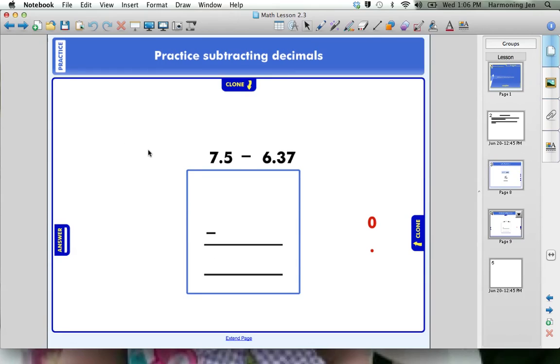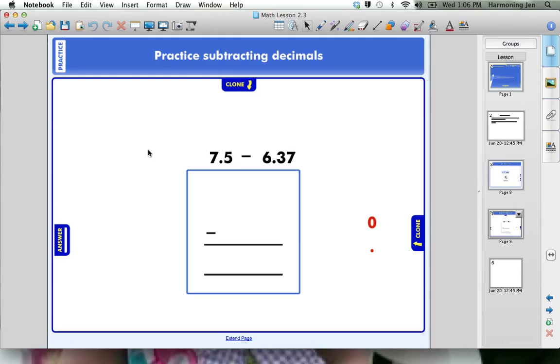Example 2. Now, step 1, make a magnitude estimate. Okay, follow my rounding rules. So I've got 7 and 5 tenths minus 6 and 37 hundredths. So I'm going to think 8 minus 6 equals 2. So my ballpark is 2.